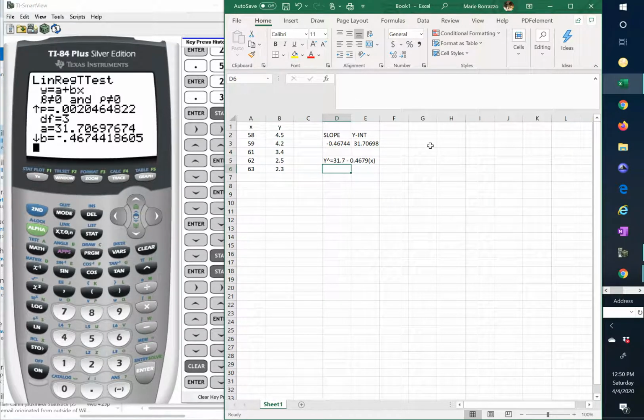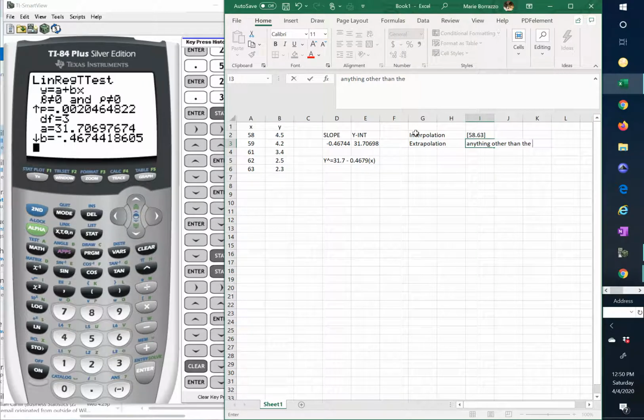So we have two terms to keep in mind. One of them is called interpolation. The other one is extrapolation. Interpolation is reliable because interpolation says the x values are within 58 to 63 inclusive. So we're okay there. Extrapolation is anything other than the values above. So it's either outside the range that we have.